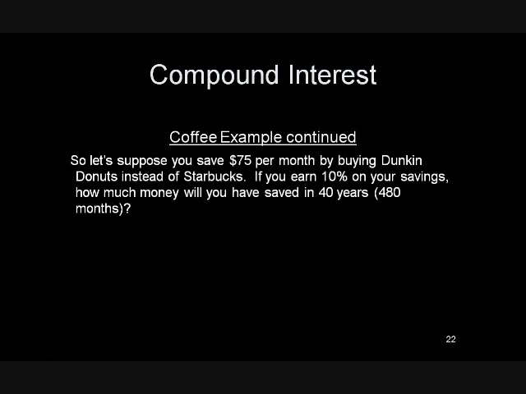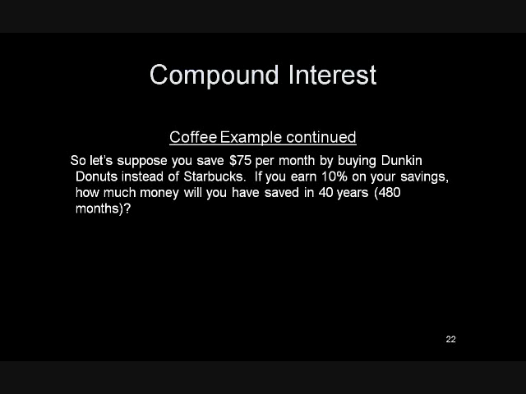So let's try to rework the coffee example using this new formula. So we're supposing that you save $75 a month by buying Dunkin' Donuts coffee instead of Starbucks, and you're still earning 10% on your savings. So again, the question: how much money will you have saved in 40 years, which is 480 months later?